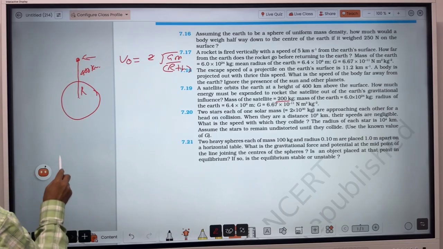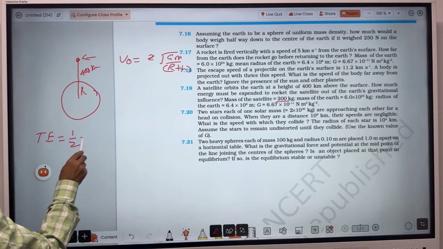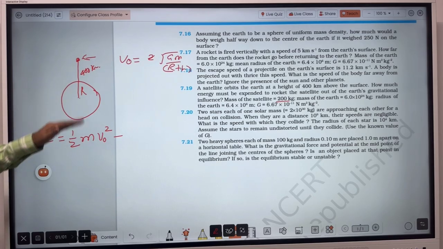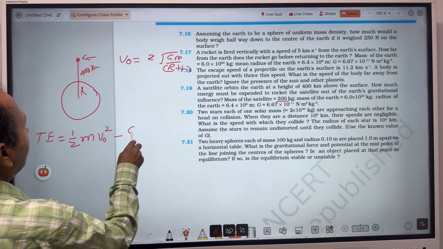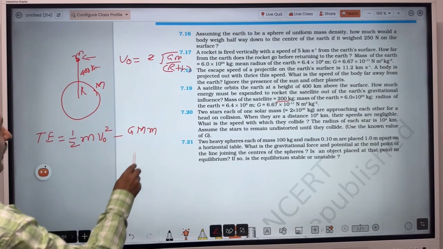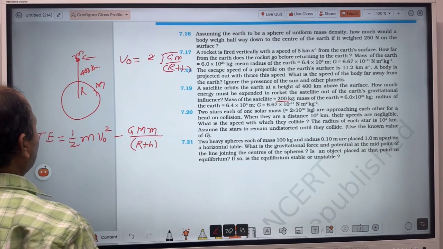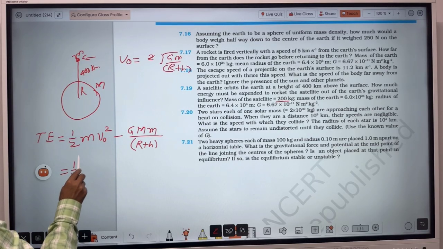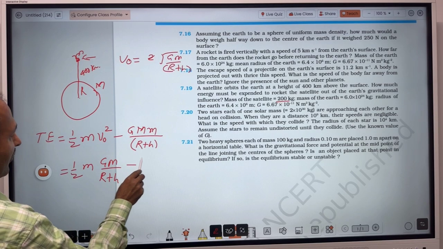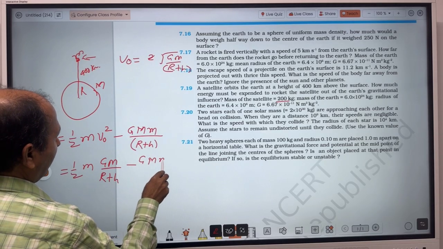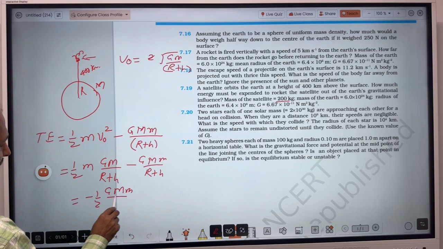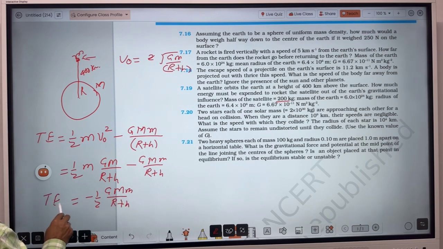Right? So if we write total energy at that point, 1 by 2 m VO square, and since we are going to calculate potential energy, it will be minus G M m, mass of satellite is m, mass of Earth is capital M, divided by R plus H. Let's see what you are getting from here. 1 by 2 m and VO, just square it, so you will get GM divided by R plus H, minus GMm divided by R plus H. So this will give minus 1 by 2 GMm divided by R plus H. So this is total energy.